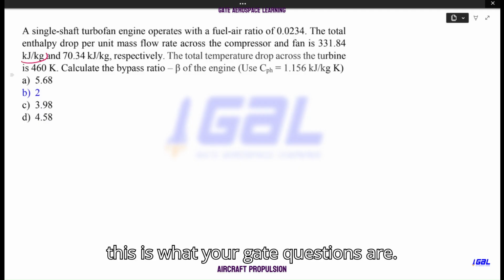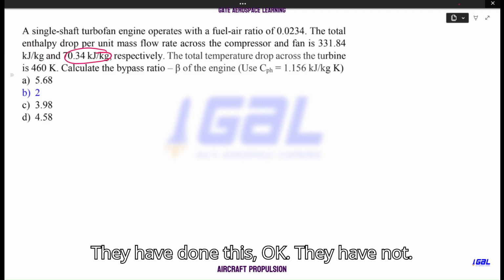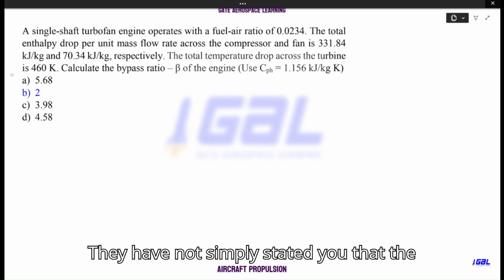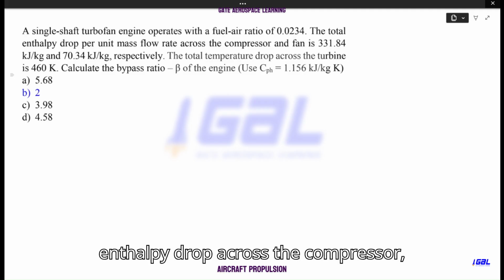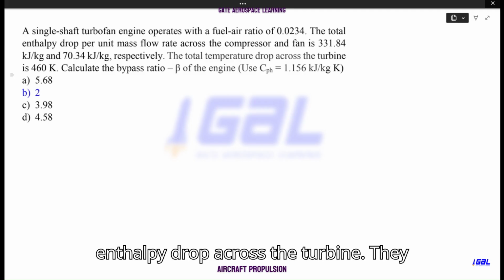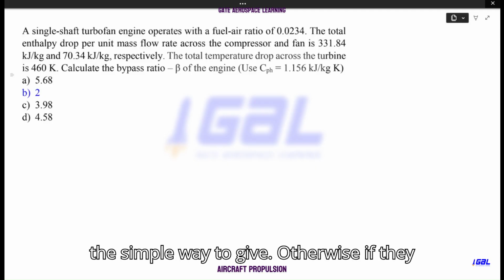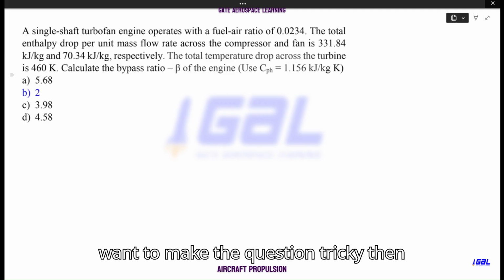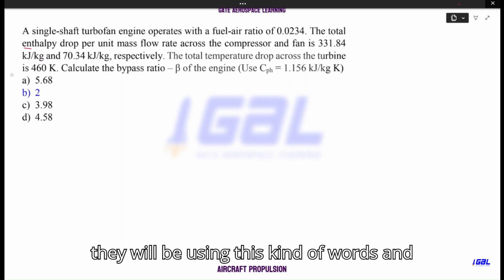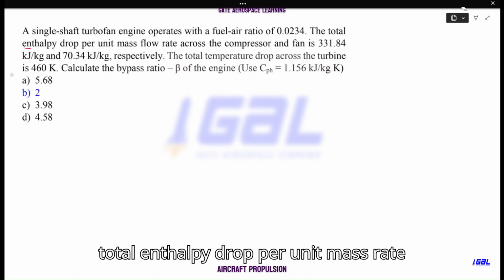And this is what your GATE questions are. They have not simply stated that the enthalpy drop across the compressor, enthalpy drop across the turbine. These are the simple way to give. Otherwise if they want to make the question tricky, then they will be using this kind of words, total enthalpy drop per unit mass flow rate across the compressor. So you need to understand this properly.